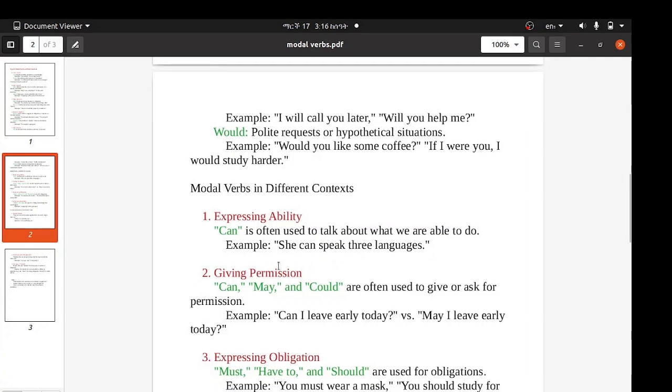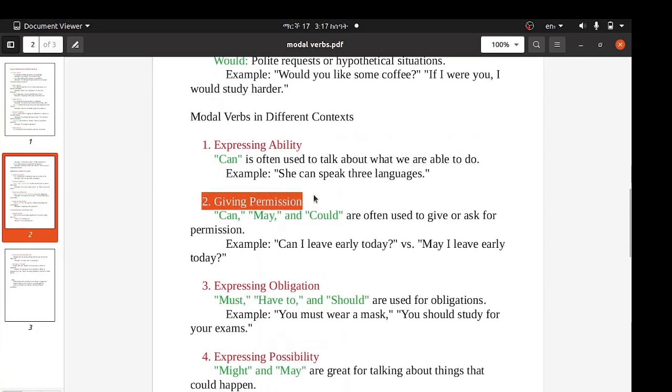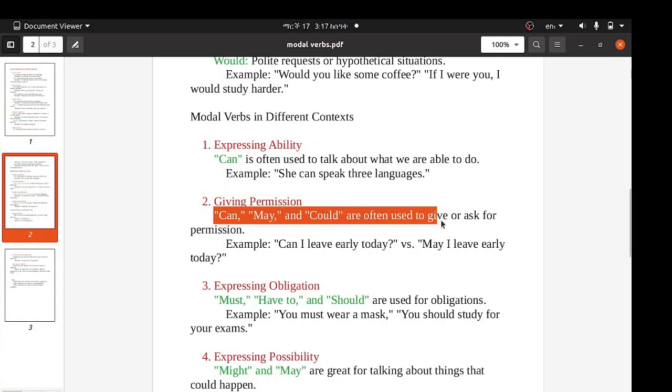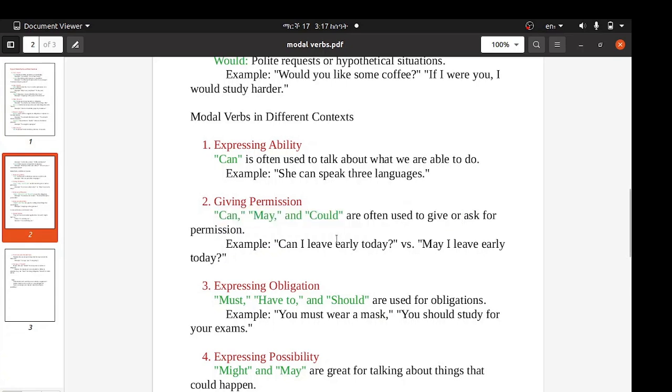This is ability. The second one is giving permission. For giving permission, we can use 3 modal verbs: can, may, and could. Can, may, and could are often used to give or ask for permission. For example, can I leave early today? Or, may I leave early today? This is the same.